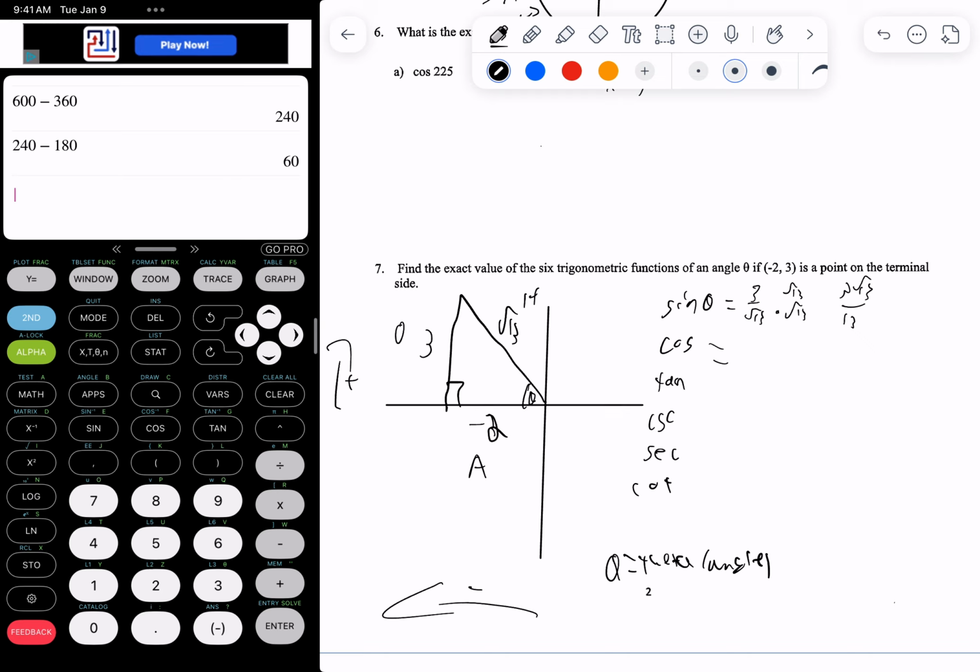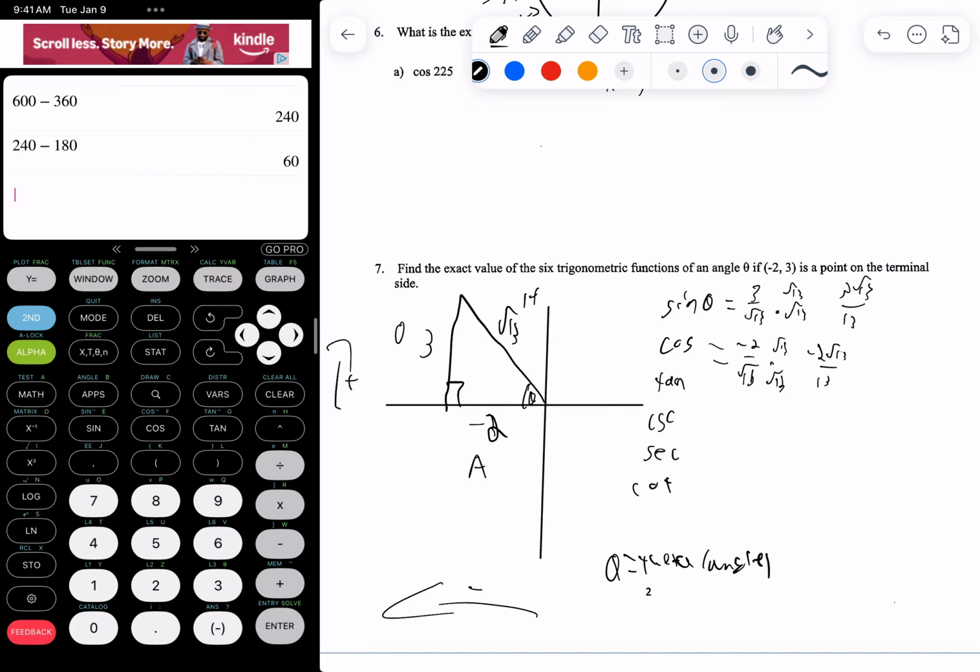Now we have cosine. Cosine is adjacent over hypotenuse. So it's negative 2 over rad 13. We're going to multiply both sides by rad 13, and we get negative 2 rad 13 over 13. Great. I'm going to write lines so it doesn't get confusing.